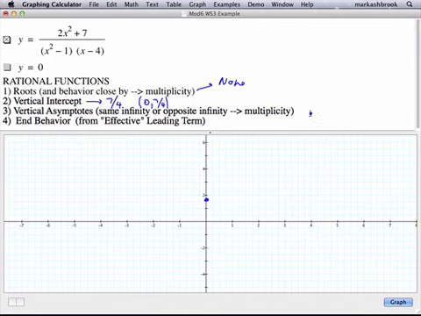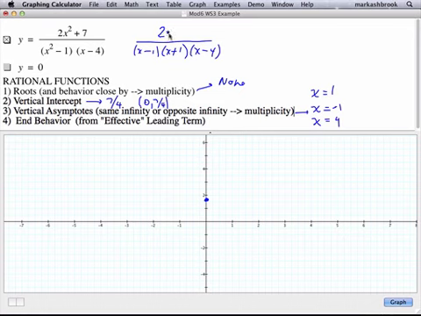Vertical asymptotes. How many do we have? Three of them. The first one is 1, because the denominator could be x minus 1, x plus 1, x minus 4. Okay, multiplicities of those vertical asymptotes. They're all 1, right? The power on those factors is all 1. So we can sketch in vertical asymptotes at 1, negative 1, and 4.